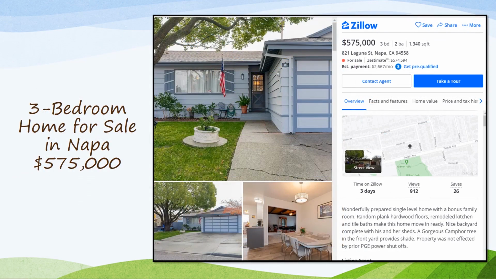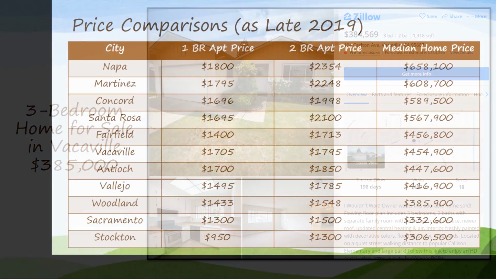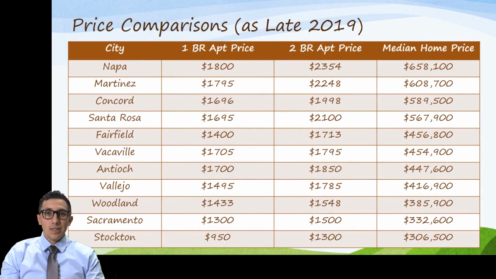Here's a 3-bedroom home for sale in Napa for $575,000. Now, here's a 3-bedroom home for sale in Vacaville for $385,000. The lot sizes are about the same, but it's $190,000 less than the house in Napa. Nearby cities can often have more affordable housing opportunities and can help save you thousands of dollars. Vacaville is not too far as well. Here's a price comparison chart for other cities not too far away from Napa.